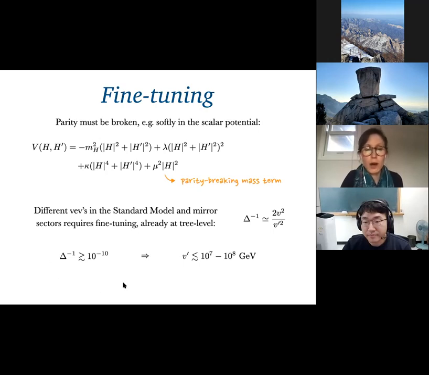Obviously, this is a very low bar, and we will see in a minute that, in fact, we can do a lot better than this.